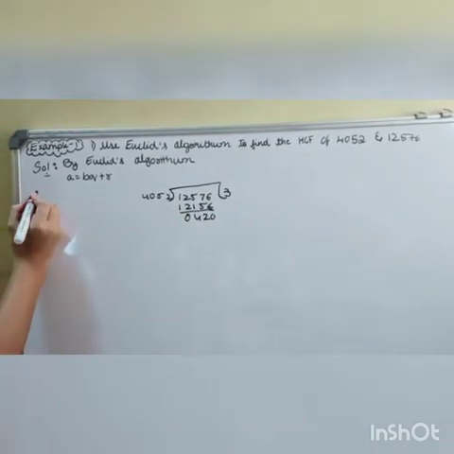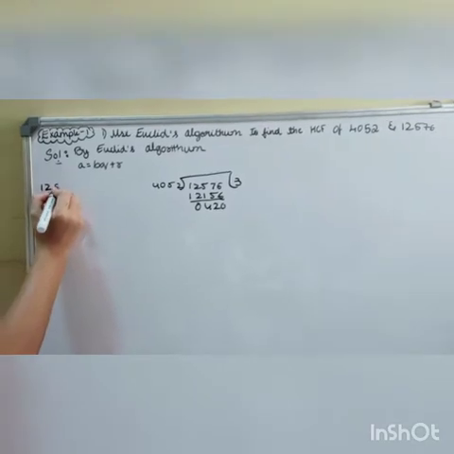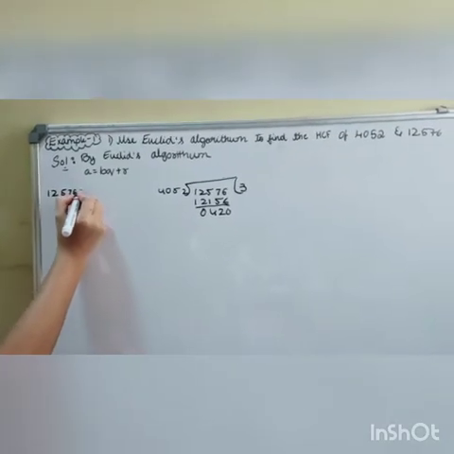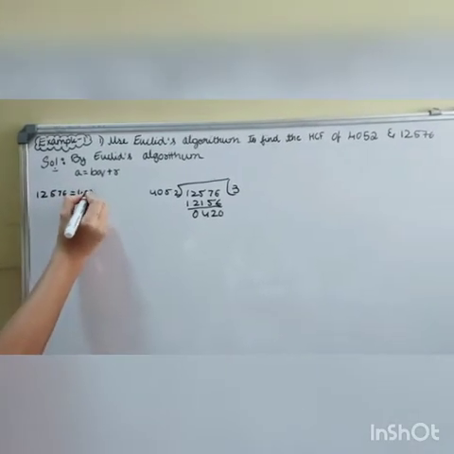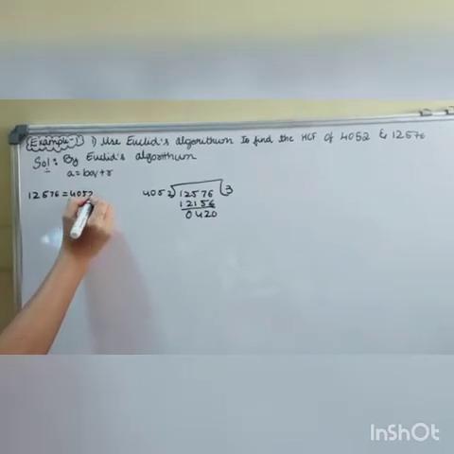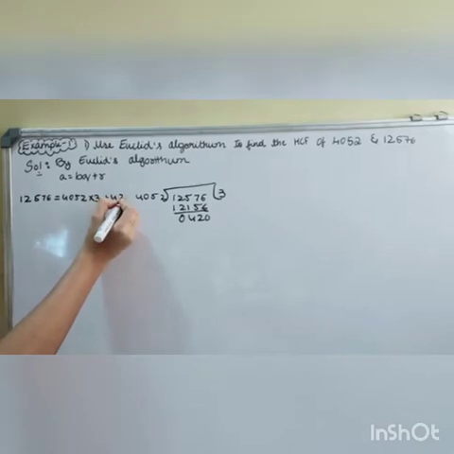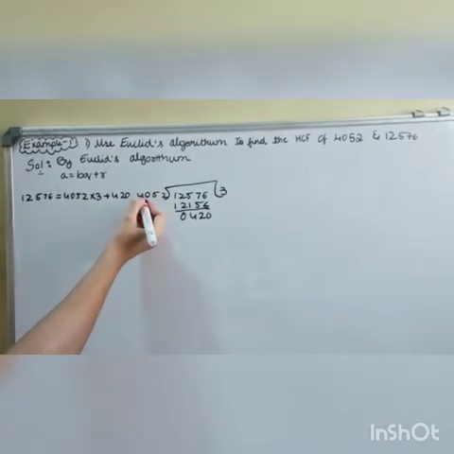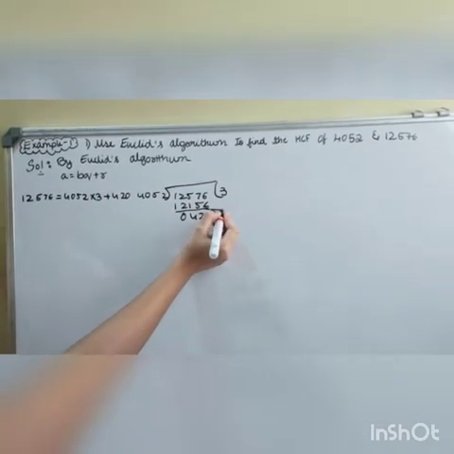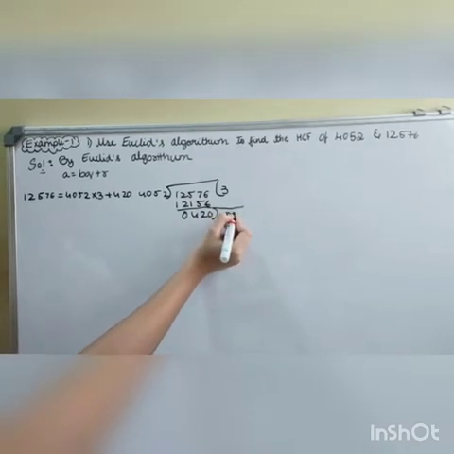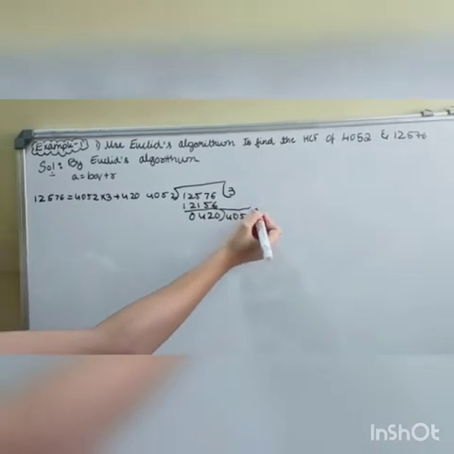Now here we'll get the remainder 420. Now I'll write down 12,576 as 4052 into 3 plus 420. Now this remainder will become the divisor, and 4052 will come here.